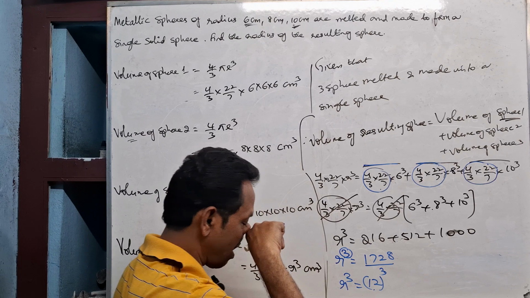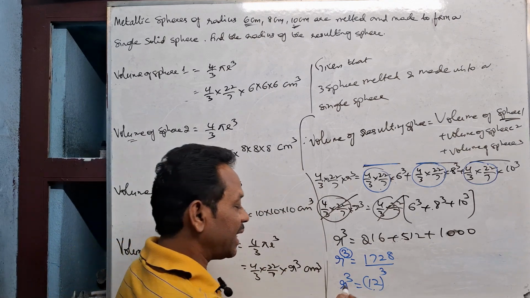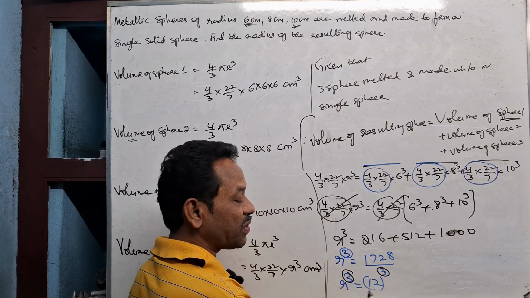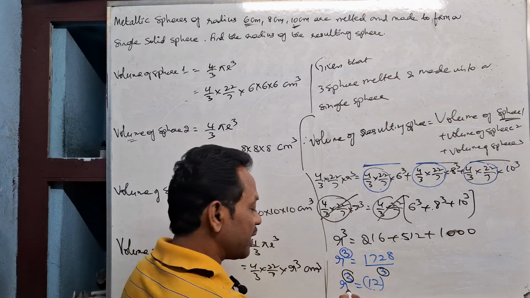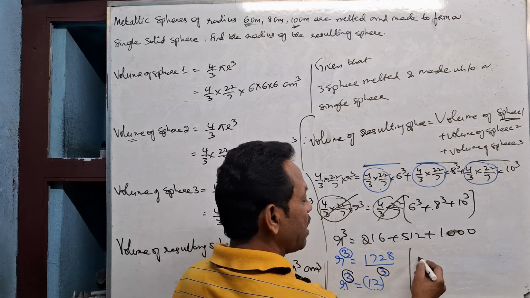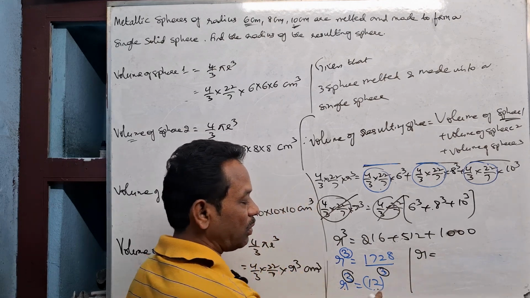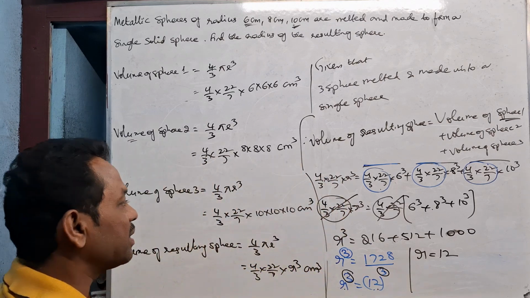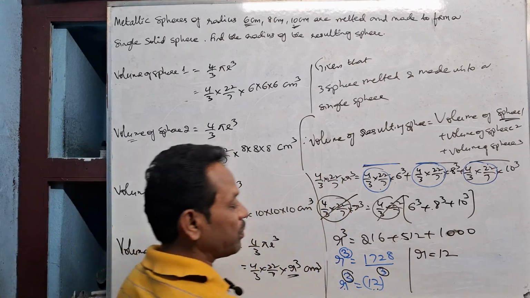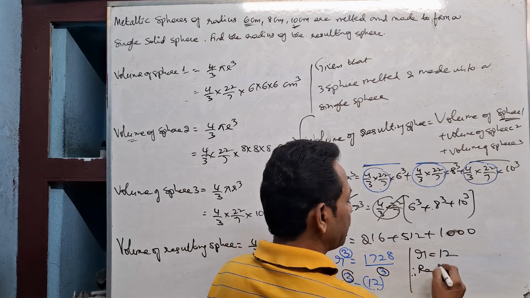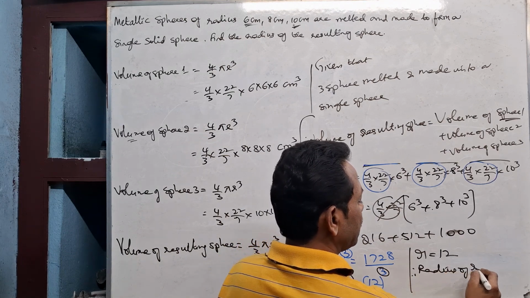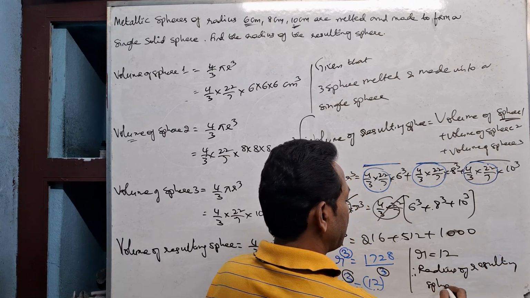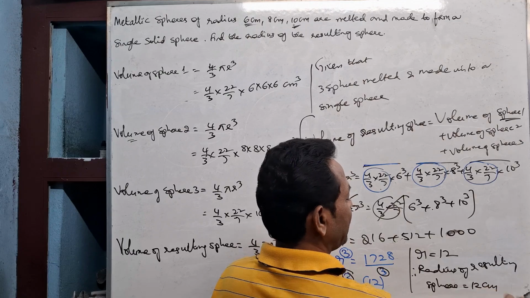Okay, now observe LHS and RHS. In LHS and RHS the powers are same. Here the power is 3, here also the power is 3. Then I can say the base equal to the base, so we can say r equal to 12. The r is nothing but the radius of the resulting sphere. Therefore, the radius of the resulting sphere equal to 12 centimeter.